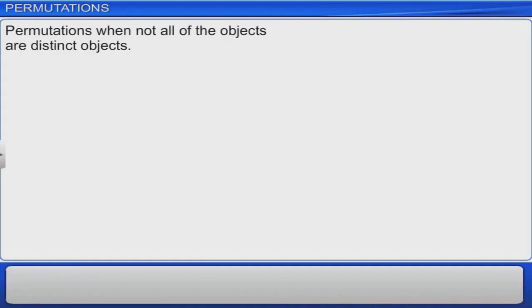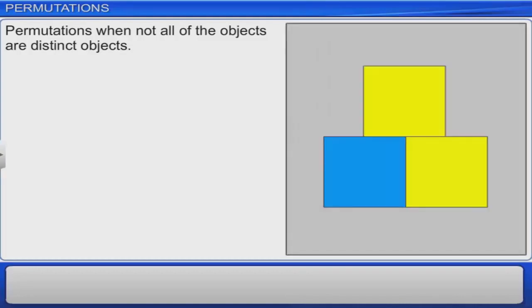Now, we will discuss permutations when not all of the objects are distinct. Let's use a tiling example. We have a frame and 3 tiles, 1 blue and 2 yellow. We will see how many arrangements we can make with these tiles. For the sake of convenience, we mark the tiles B, Y1 and Y2.